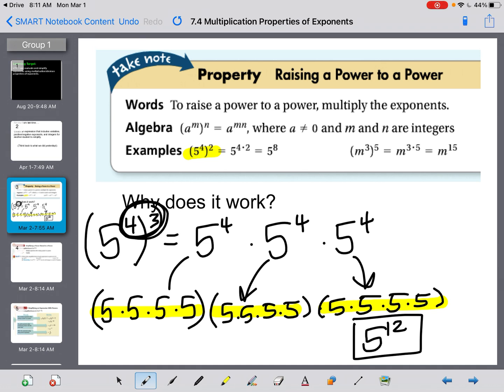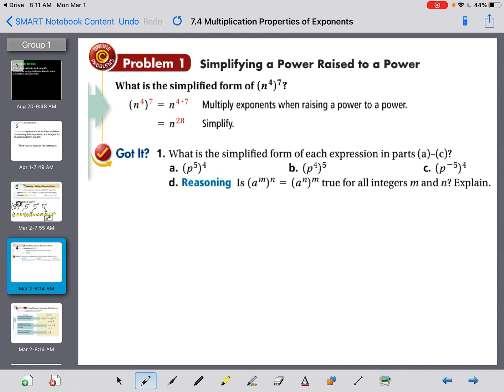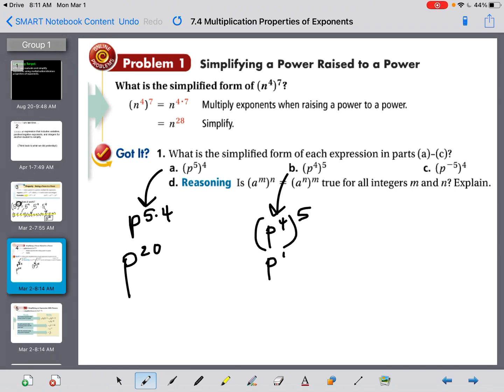When you were multiplying two numbers that had the same base, you added the exponents. But now that you're raising a power to another power, you multiply those exponents. We're going to give it a shot. Letter A, p to the fifth, all to the fourth, means I'm going to take the p and multiply 5 times 4, which gives me p to the 20th. Letter B, p to the fourth raised to the fifth, means p to the 4 times 5 power, which is still p to the 20th.